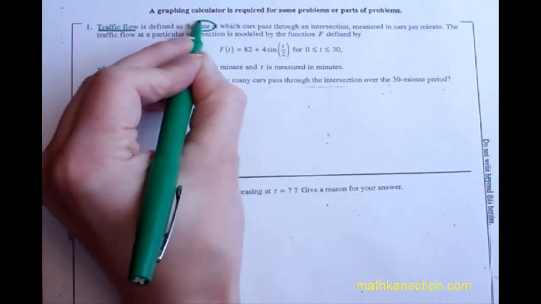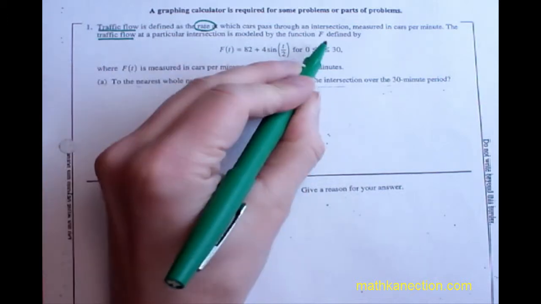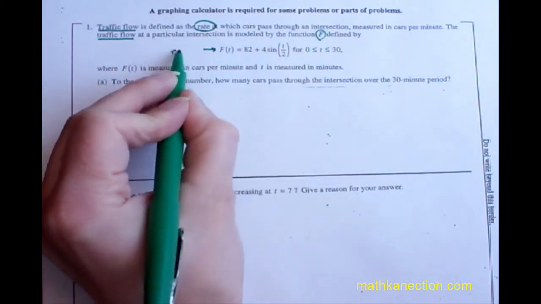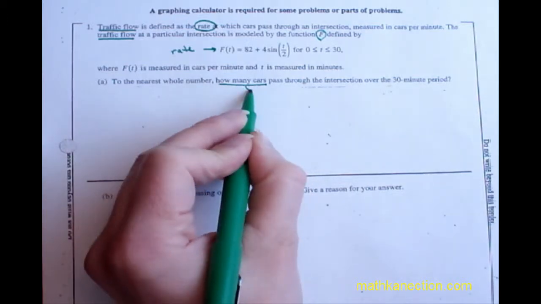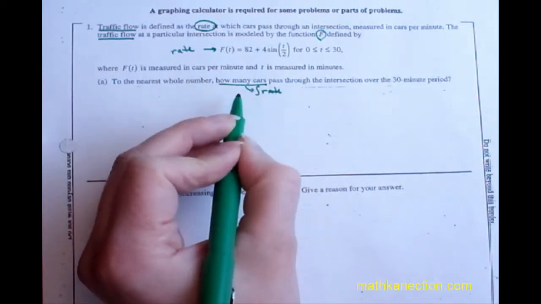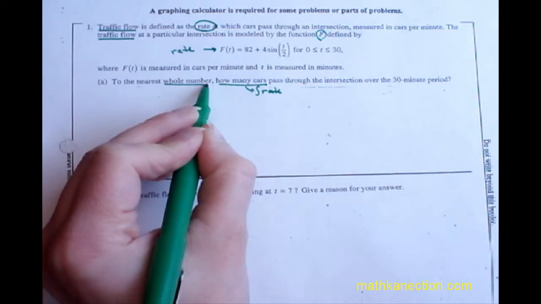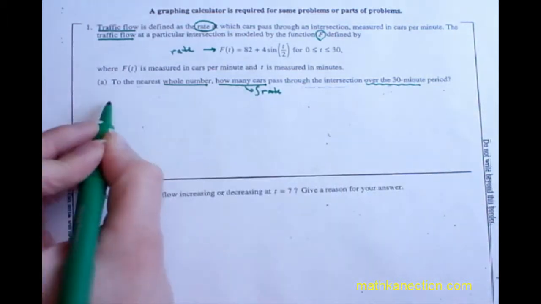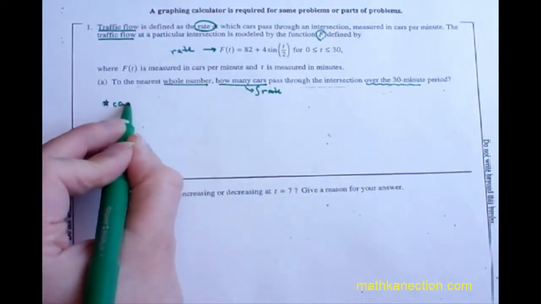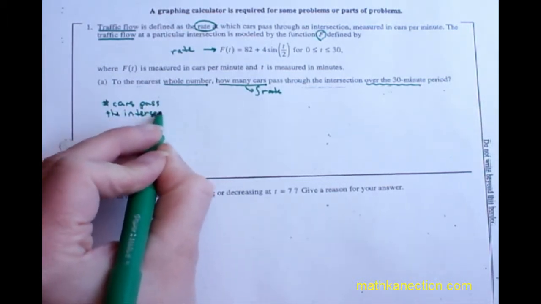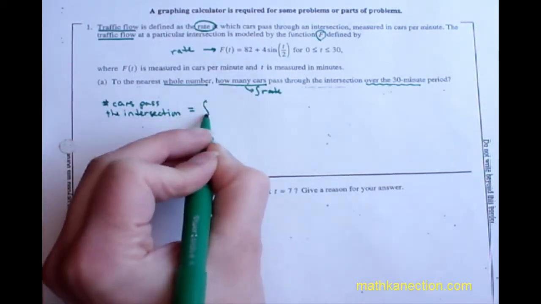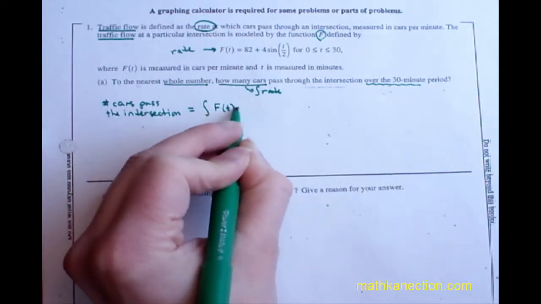We're given traffic flow as a rate in the problem, and so the traffic flow, which is F, so F of t is a rate equation. We're looking for how many cars actually pass through the intersection, so that's going to be the antiderivative of the rate, giving our answer as a whole number, looking over the time period of 30 minutes. So the number of cars that pass through the intersection is equal to the integral from 0 to 30 of the F of t dt equation.